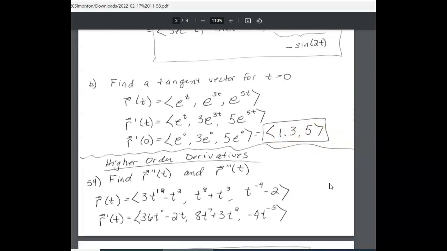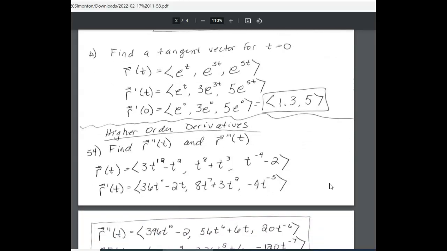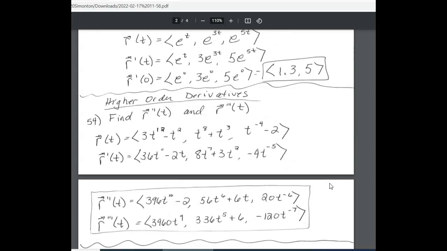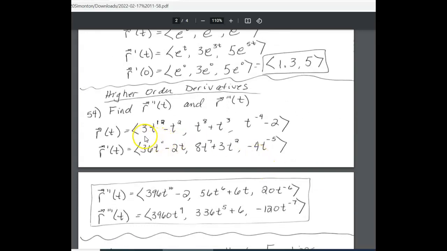All right, higher order derivatives of vector functions work just like you would think. Second derivative is the derivative of the first, and the third derivative is the derivative of the second. We'll have a need for those later. They come up in formulas we're going to see later in this chapter. But for now, just finding those derivatives. So here's the function they give us. So r prime would be 3 times 12, 36, t to the 11th minus 2t, 8t to the 7th plus 3t squared, negative 4, t to the negative 5th, just the power rule.